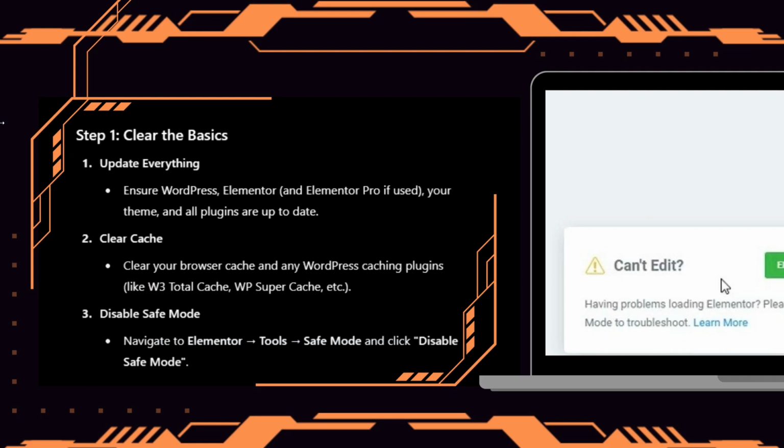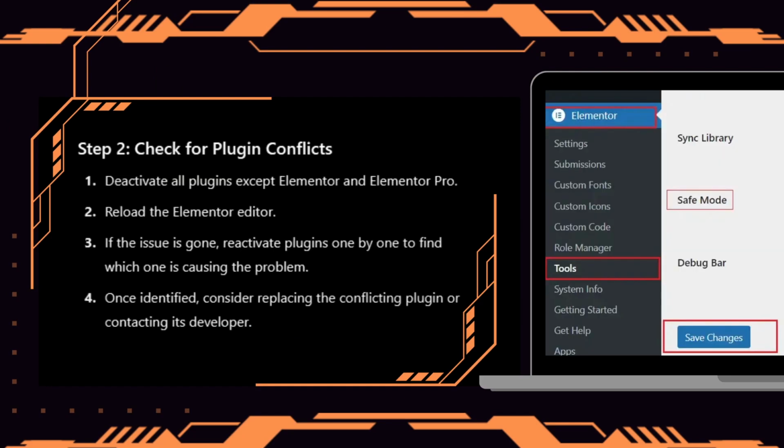Next, navigate to Elementor and Tools, then Safe Mode and click Disable Safe Mode. Deactivate all plugins except Elementor and Elementor Pro. Then, reload the Elementor editor. If the issue is gone, reactivate plugins one by one to find which one is causing the problem. Once identified, consider replacing the conflicting plugin or contacting its developer.